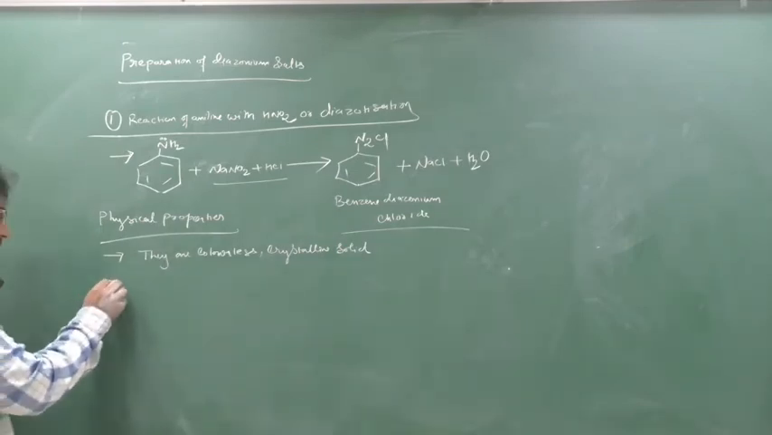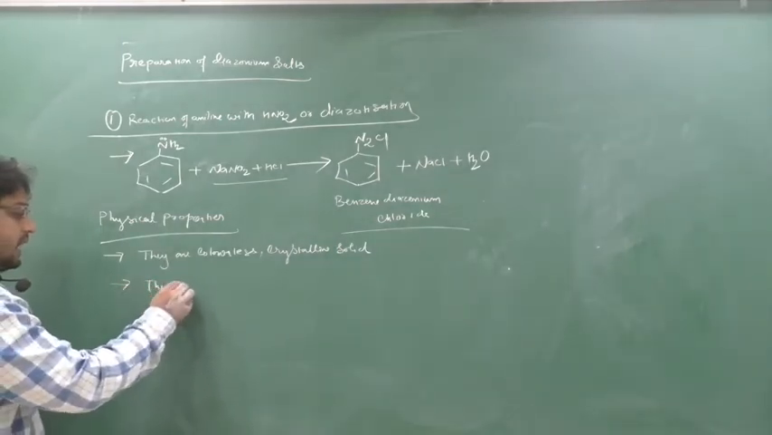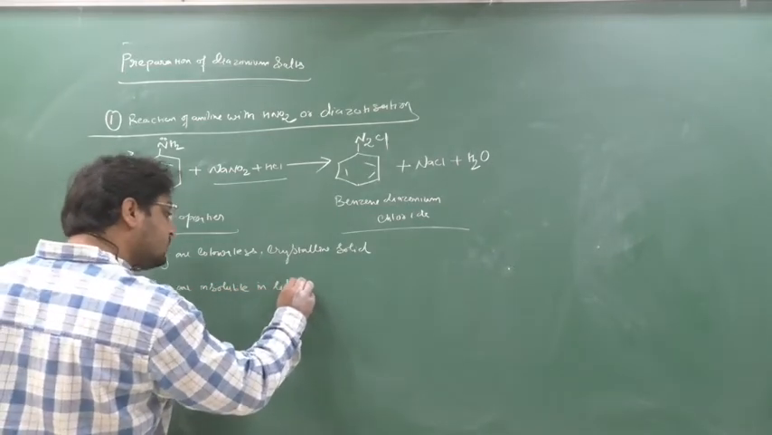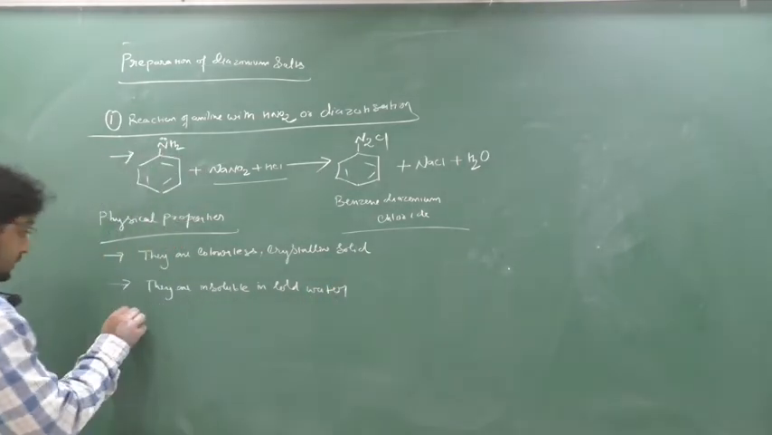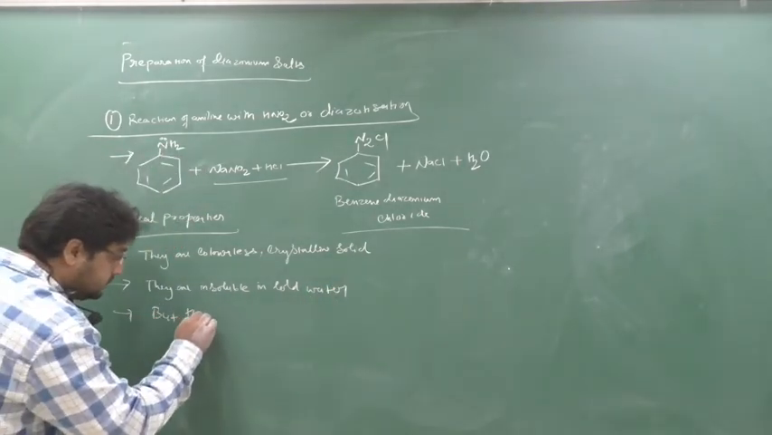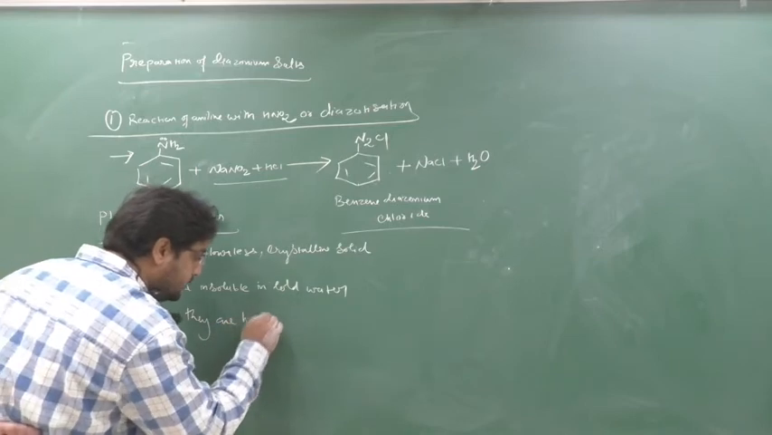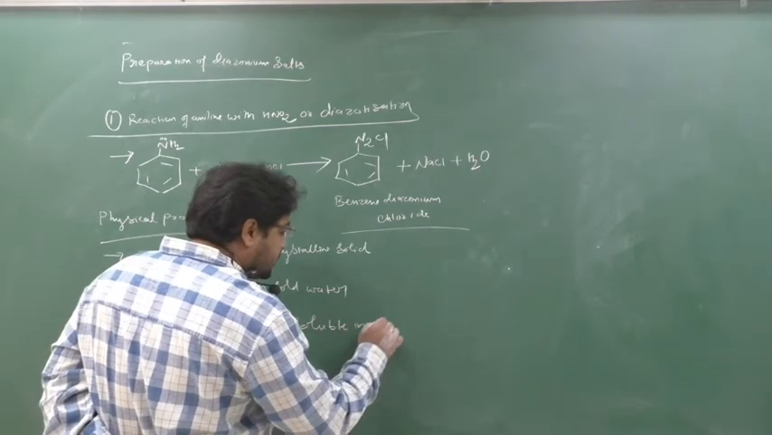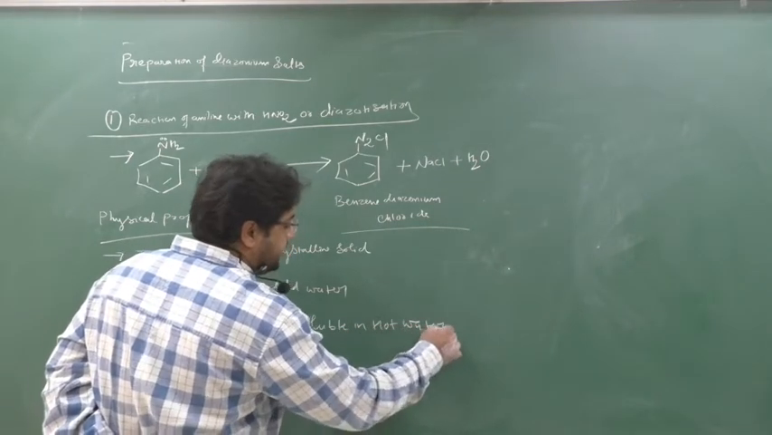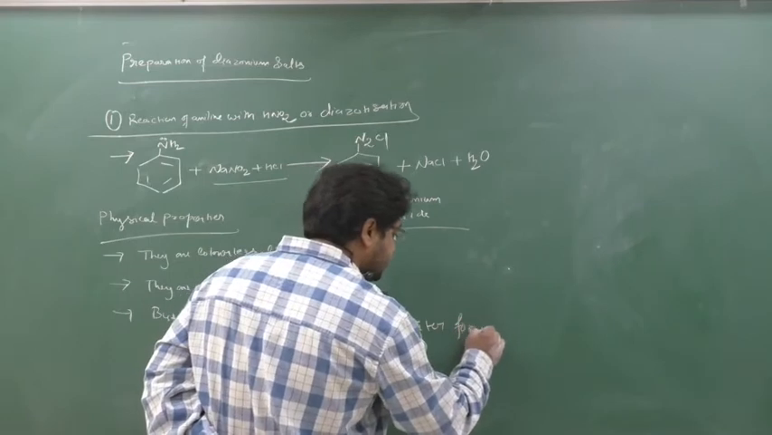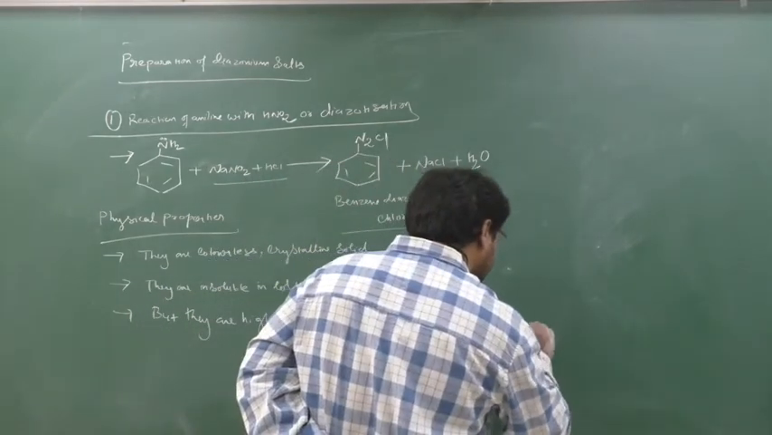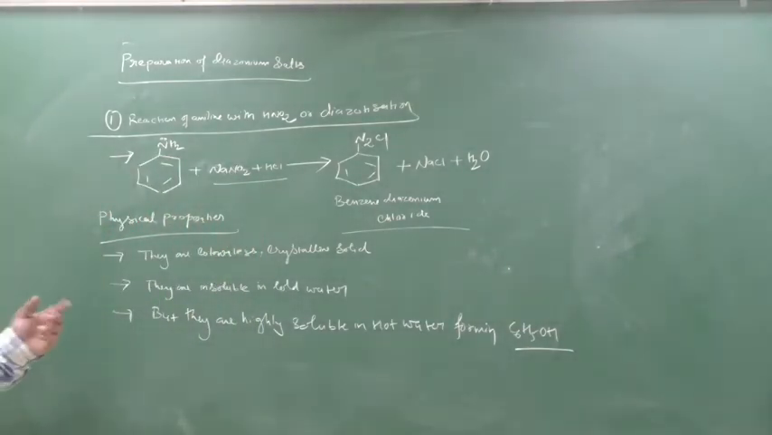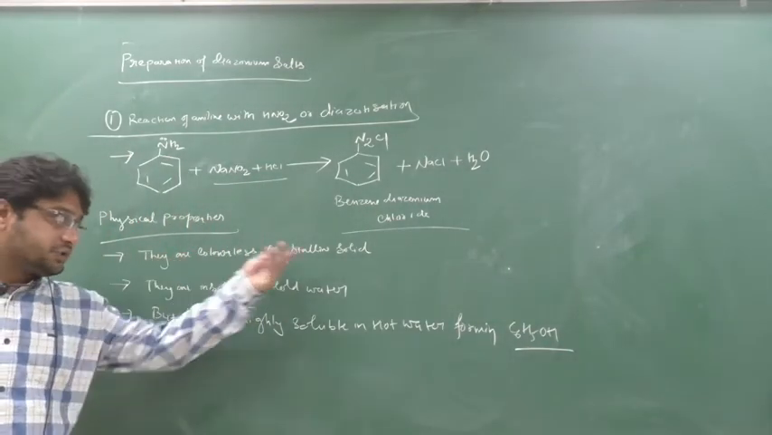Second, see now, see here. They are insoluble in cold water, but they are highly soluble in hot water. Very, very important key point. Forming alcohols, forming C6H5OH. Clear? Means they will form phenol. So the first point is they are colorless crystalline solid, that is okay.